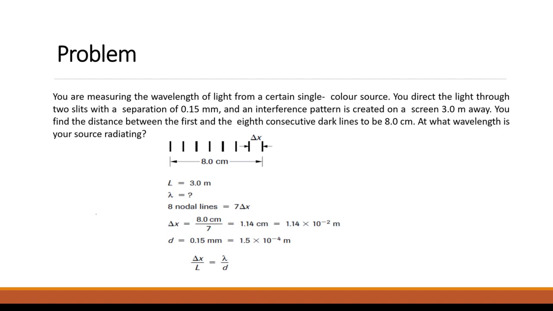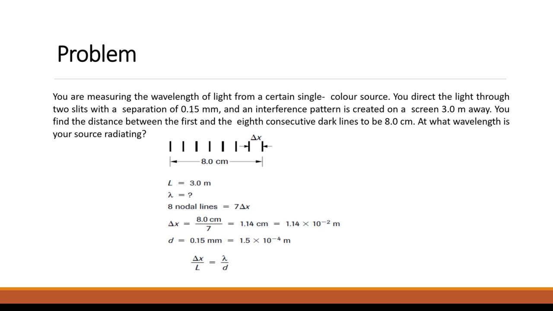If you are measuring the wavelength of light from a single color source, you direct the light through 2 slits, just like Young's experiment, with a separation of 0.15 millimeters, and an interference pattern is created on a screen 3 meters away. You find the distance between the first and the 8th consecutive dark lines to be 8 centimeters. Which wavelength is your source radiating?